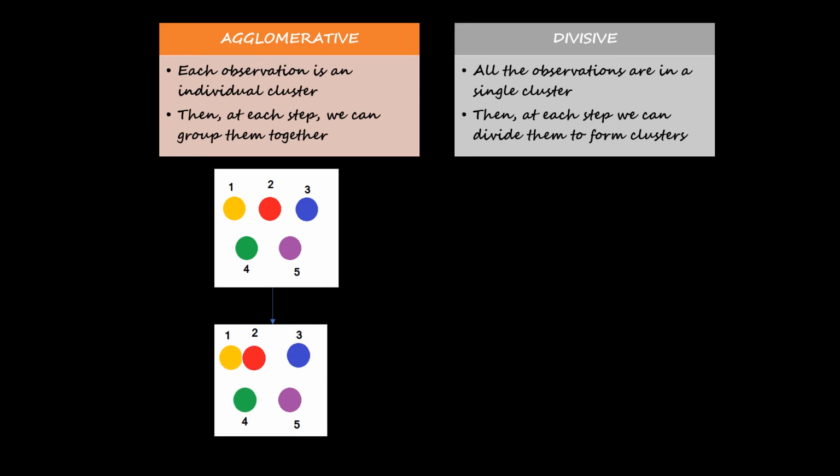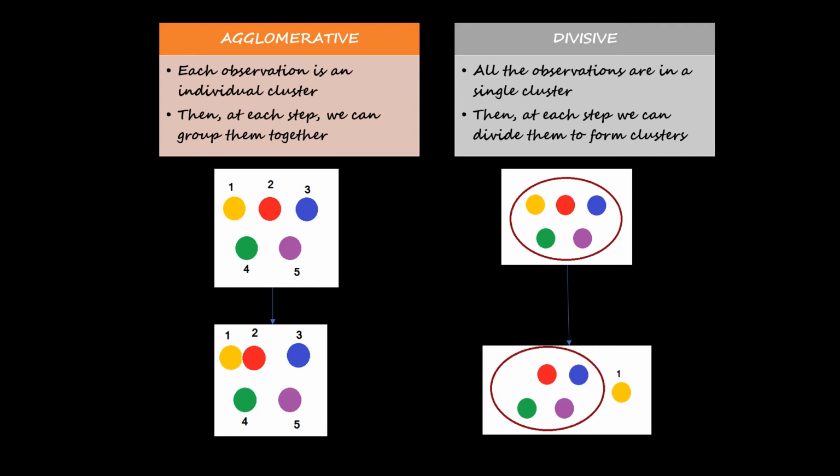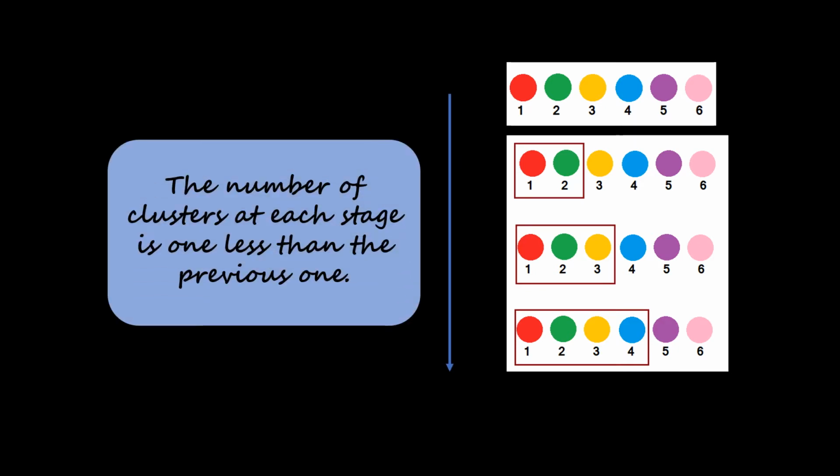Then in divisive methods, all the observations are in a single cluster and then at each step we can divide them to form clusters. So we already have one single cluster and in the subsequent steps we'll keep dividing it into individual clusters, like one has been removed from the first cluster. So these are 6 observations now and at each step we are joining to form one cluster. So this is agglomerative clustering. The number of clusters at each stage is one less than the previous one. This is what actually happens in agglomerative clustering.